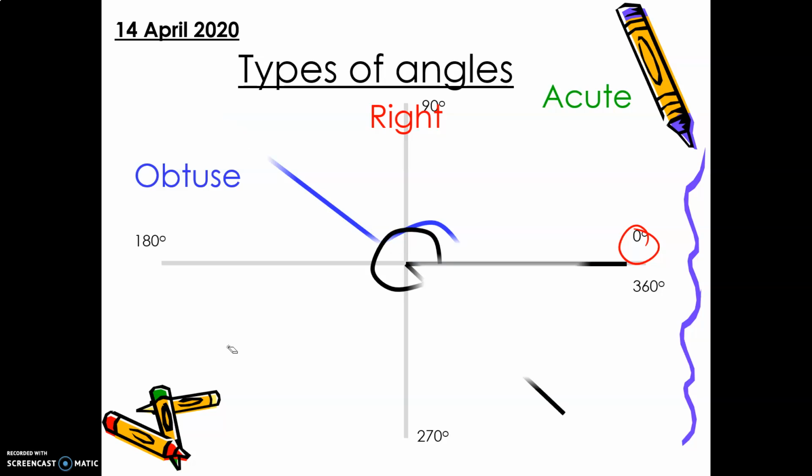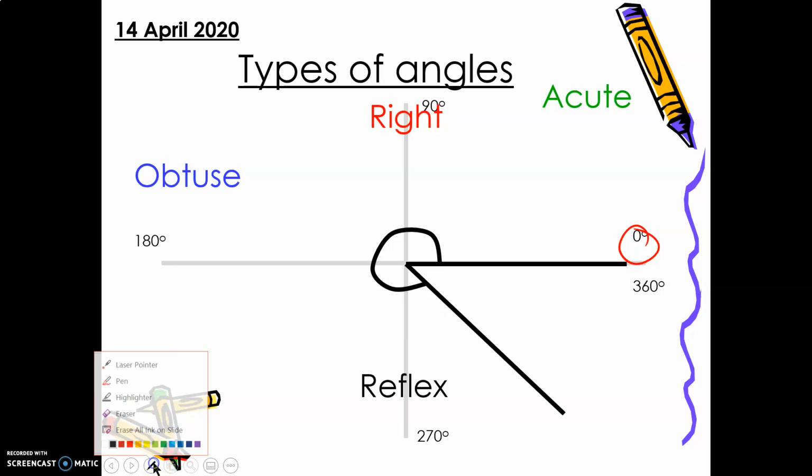And then the last one is one that is between 180 and 360, and that's called a reflex angle. All reflex angles also have either an obtuse angle or an acute angle attached on the inside. So we're talking about the angle on the outside being the reflex angle.